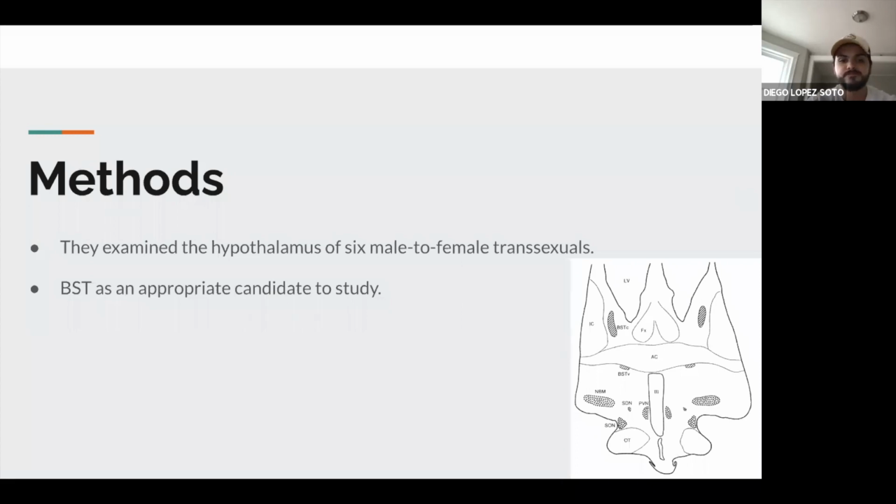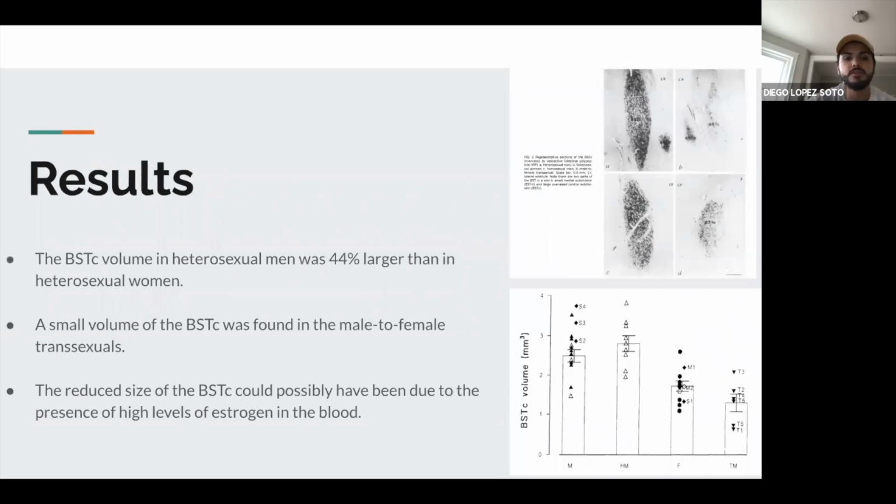Regarding the results, in comparison to the heterosexual women, heterosexual men had a 44% greater BSTC volume. Men who identify as heterosexual and homosexual did not have any statistically significant differences in the BSTC volume. Compared to straight women, the BST in homosexual males was 62% bigger.